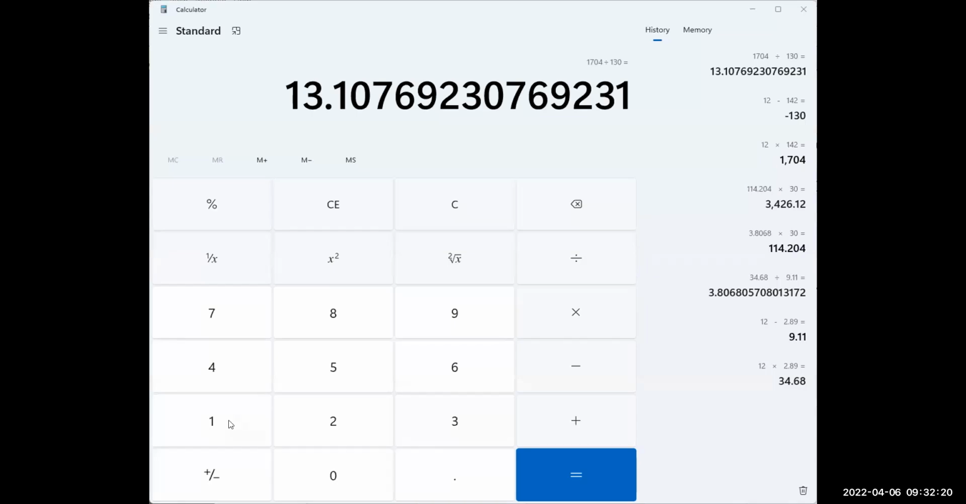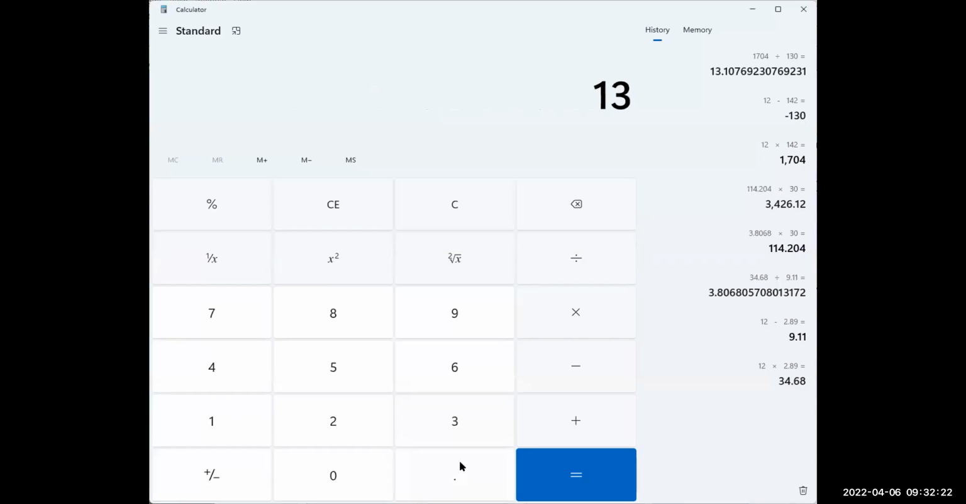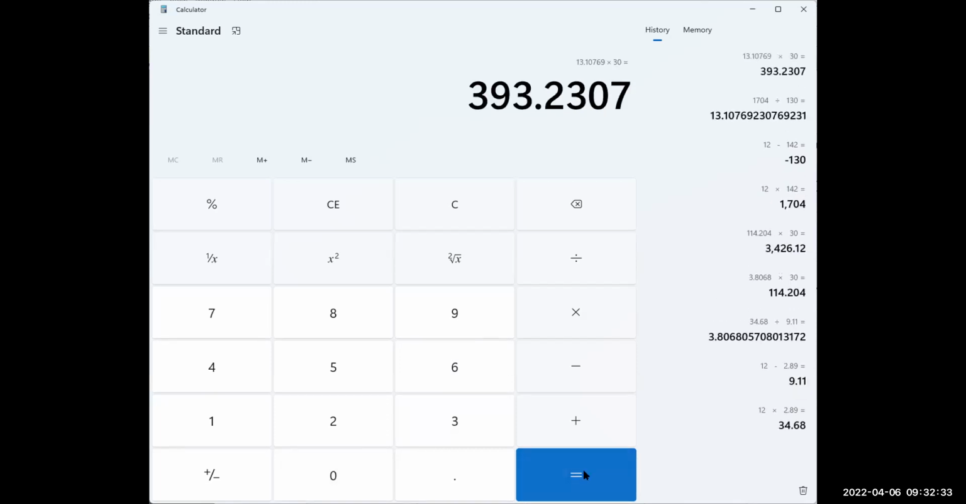And I'm going to share again the calculator because I need to multiply that number by 30, by the way. Share. Okay. This number, which is 13.10769 times 30, is 393.2. So I'm going to say it's 393 days I need to add, okay, to that.